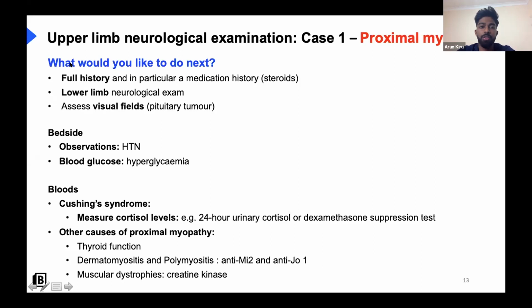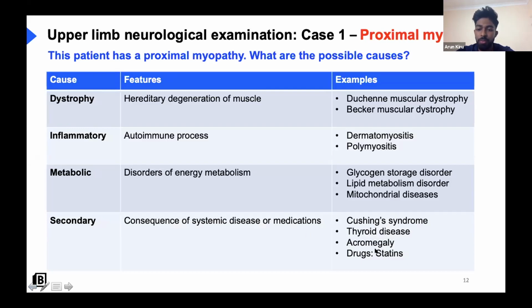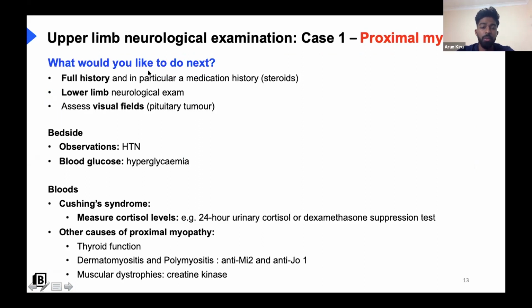So if this question said, how would you investigate this patient? You literally just start here. So what would you like to do next? I'd like to take a full history, especially focusing on a drug history, because we know steroids is one of those causes here. You could put steroids here. Cushing syndrome is basically from steroids. Cortisol is just another form of hydrocortisone, so it's a steroid basically.